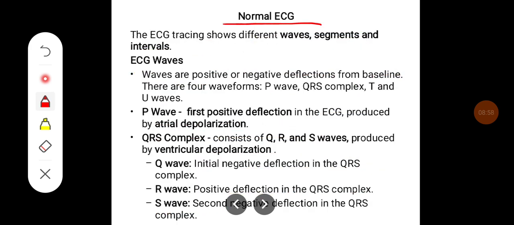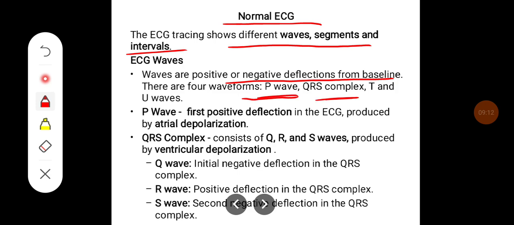Coming to normal ECG, the ECG tracing shows different waves, segments and intervals. Waves are the positive or negative deflections from the baseline. So there are 4 waveforms: P wave, QRS complex, T and U waves.